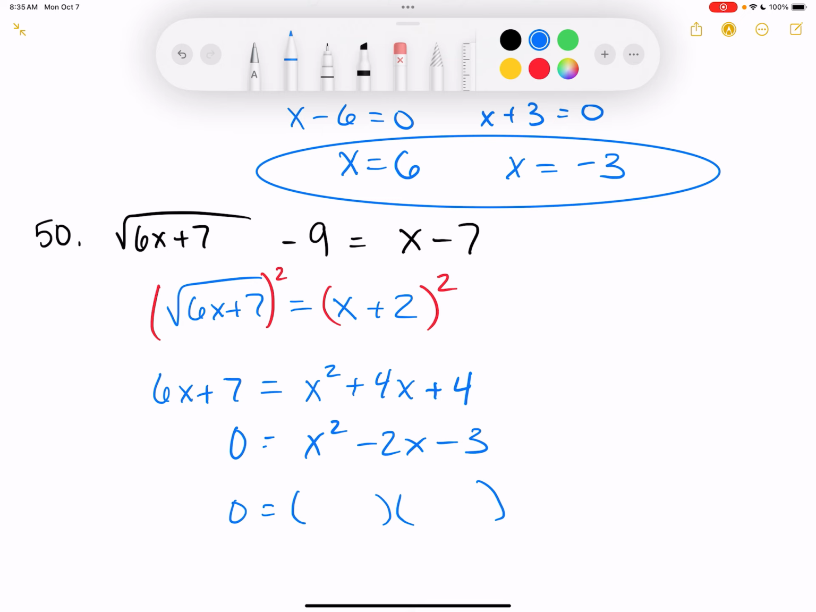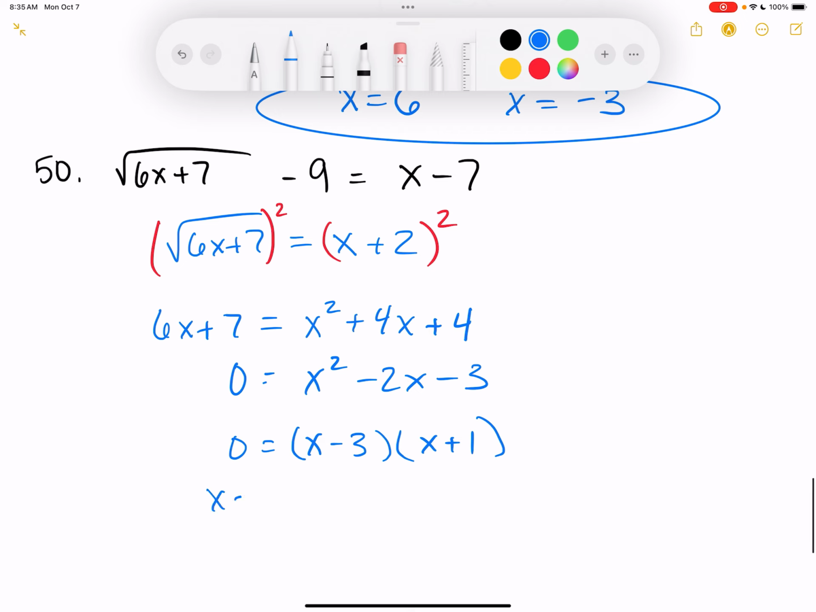Negative 3 and positive 1, so x minus 3 and x plus 1. So then x minus 3 equals 0, x plus 1 equals 0. So x equals 3, x equals negative 1.